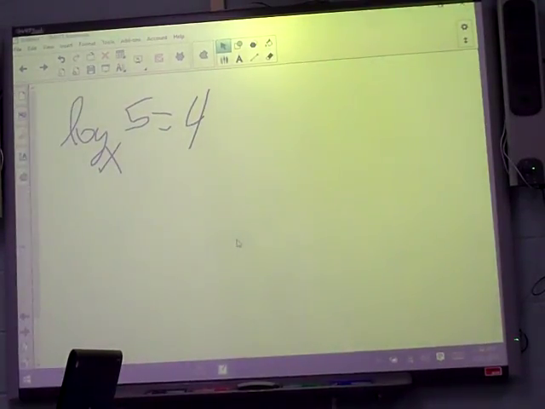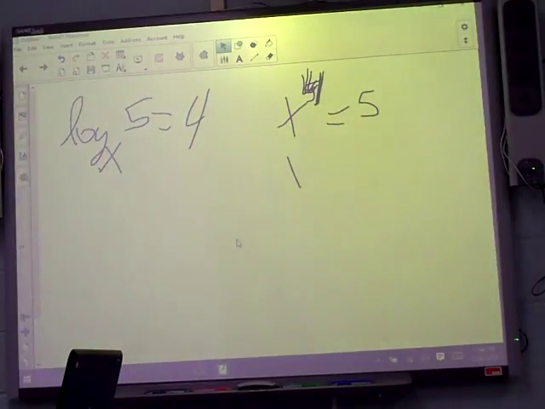Now, what'd you get? What's your exponential form say? X to the 4th is 5. X to the 4th, just like Chase said, is equal to 5. And now this one presents a new dilemma here. I'm trying to solve for x. It's being raised to the 4th power. How do I undo a 4th power?